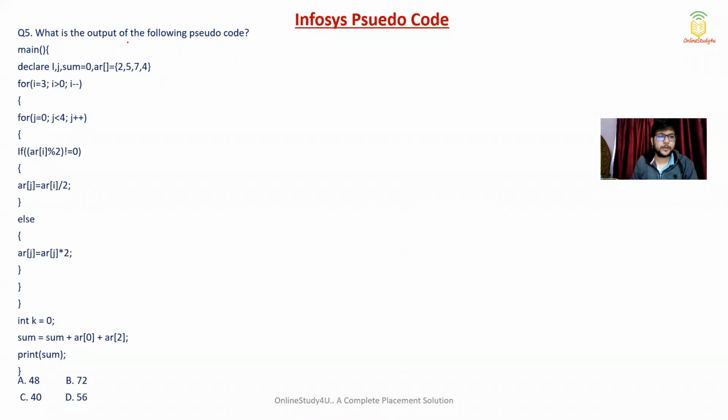In this question also, we have to give the output of the following pseudocode. This code looks a bit overwhelming, but it is not. We'll see how. So there are two variables i, j, and then I have some variable which is initialized to 0, and then I have an array which is 2, 5, 7, 4.